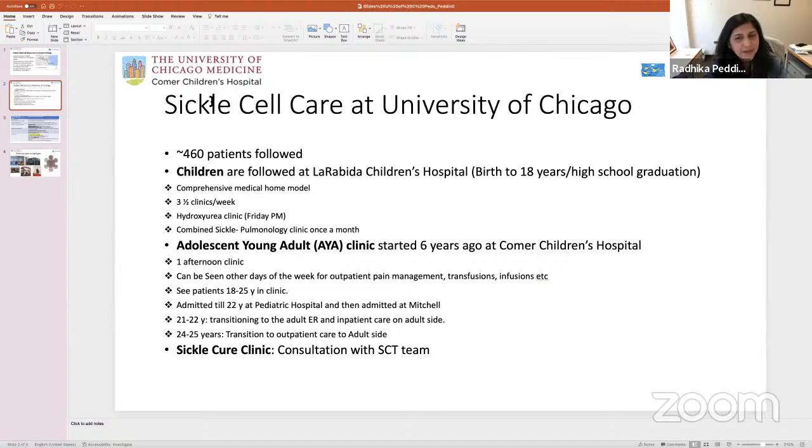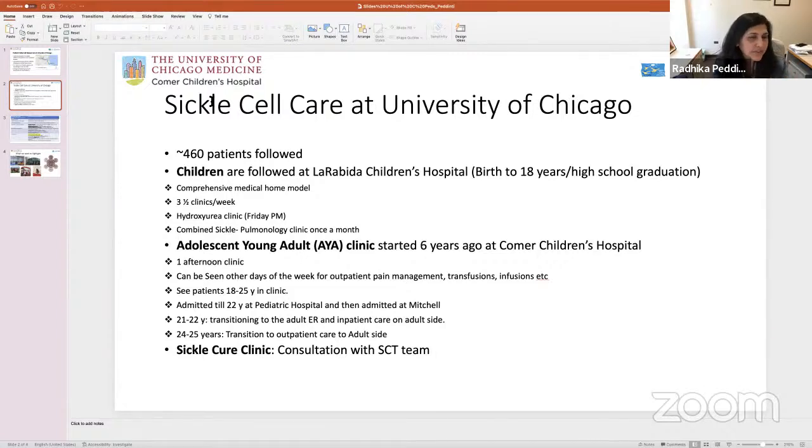So we started the clinic about 5 or 6 years ago. It's housed at Comer Children's Hospital, in our Peds Heme Onc clinic space. We have one afternoon of clinic. Patients are seen other days of the week as well. As Dr. Ken Cohen had alluded to in terms of infusion centers, that is a part of the emergency room. Our infusion center is a part of our pediatric AYA clinic space.